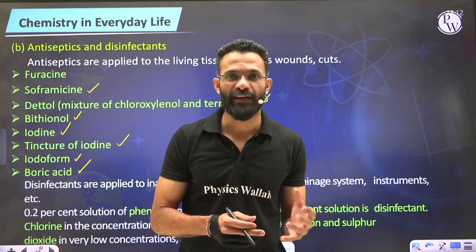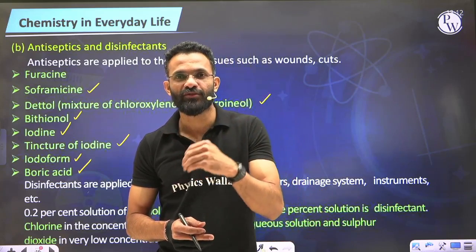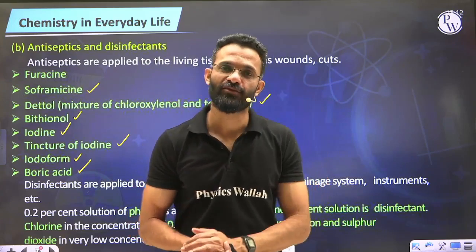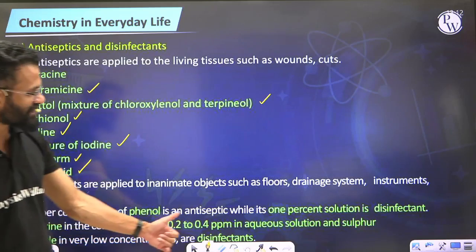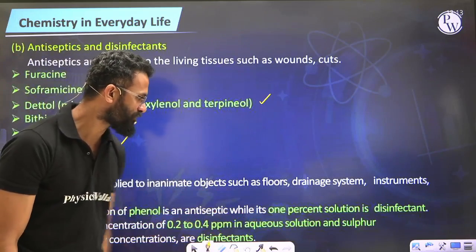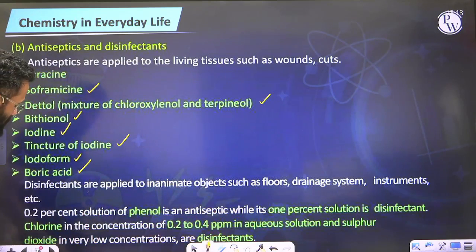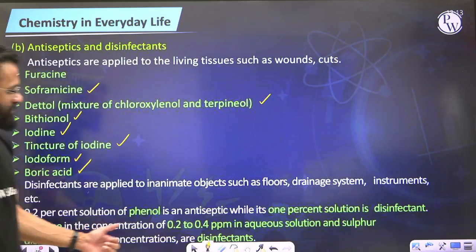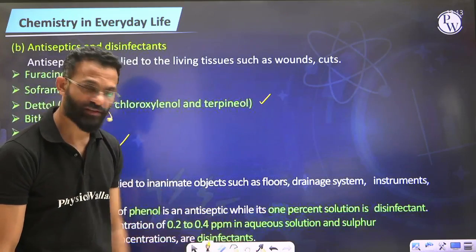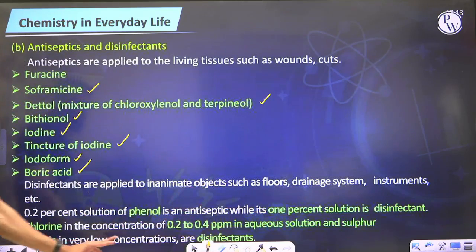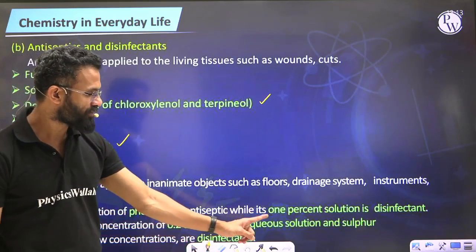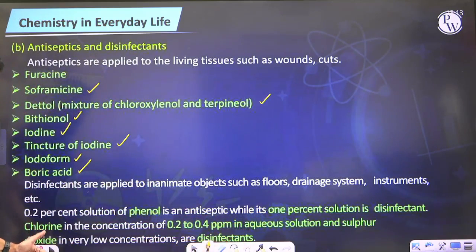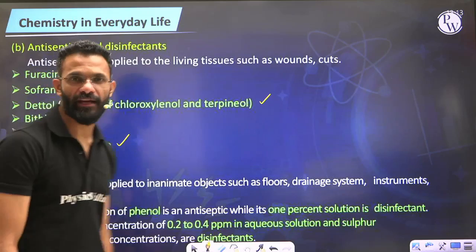So several times you will find some of the compounds in a lower concentration are used as antiseptic. In higher concentration they are used as disinfectant, such as phenol. A 0.2% solution of phenol is antiseptic, whereas a 1% solution of phenol is disinfectant. Similarly, chlorine in the concentration of 0.2 to 0.4 ppm in aqueous solution, and also sulfur dioxide in a very low concentration, are used as disinfectant. So you can remember this example: phenol 1%, 0.2 to 0.4 ppm of a solution of chlorine, and sulfur dioxide in lower concentration will be acting as a disinfectant.